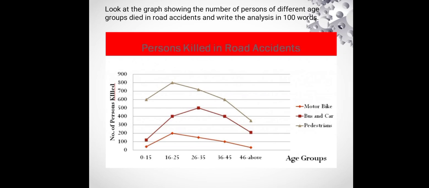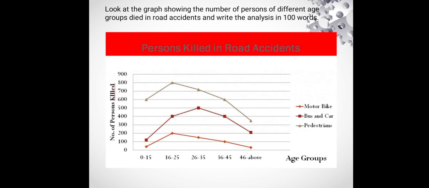Look at the graph showing the number of persons of different age groups died in road accidents and write the analysis in 100 words. This is the line graph. This is the line graph describing or showing the number of persons of different age groups died in road accidents. You can see towards your right, each line stands for something. The first one, the top line, stands for the death of pedestrians.